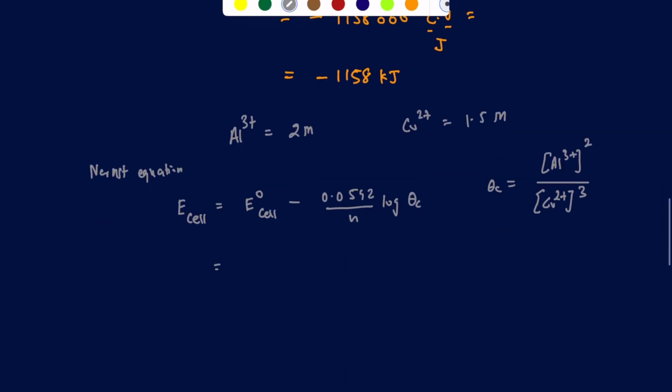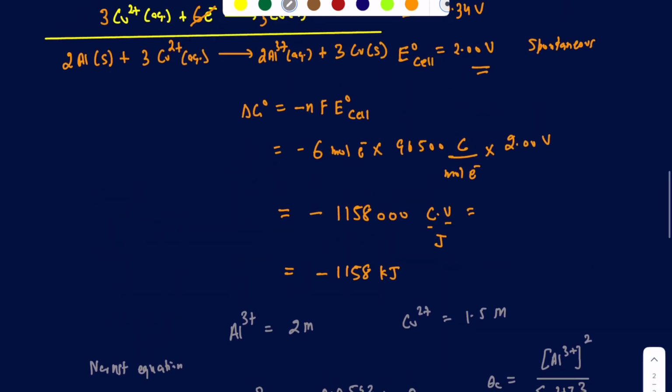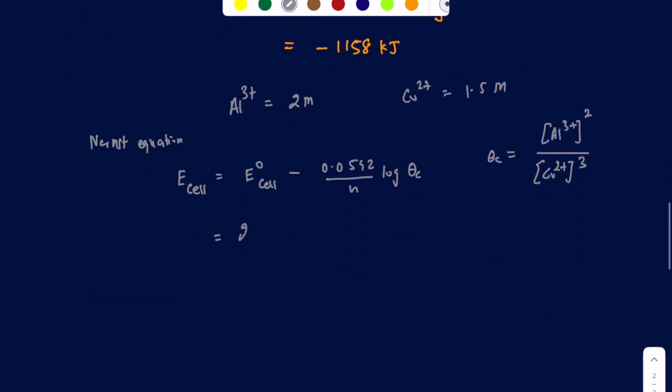So I have E0 of the cell, which we calculated to be 2 volts. So 2.00 volts minus 0.0592 over n, where n is the moles of electrons being transferred. That would be 6. And that's going to be times the log of the aluminum 3 plus concentration, which is 2 molar squared.